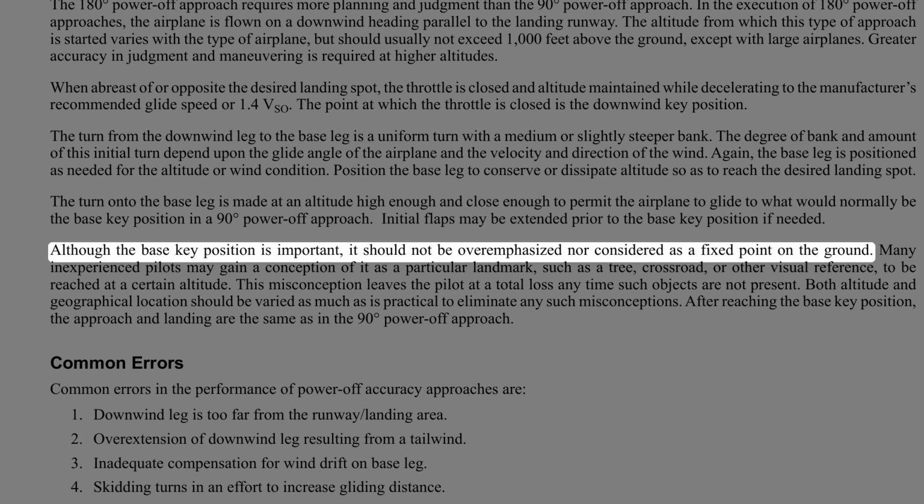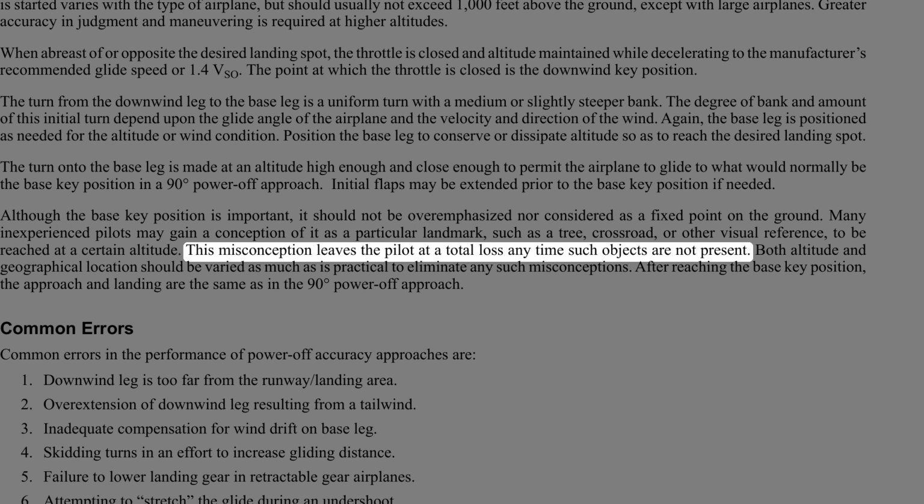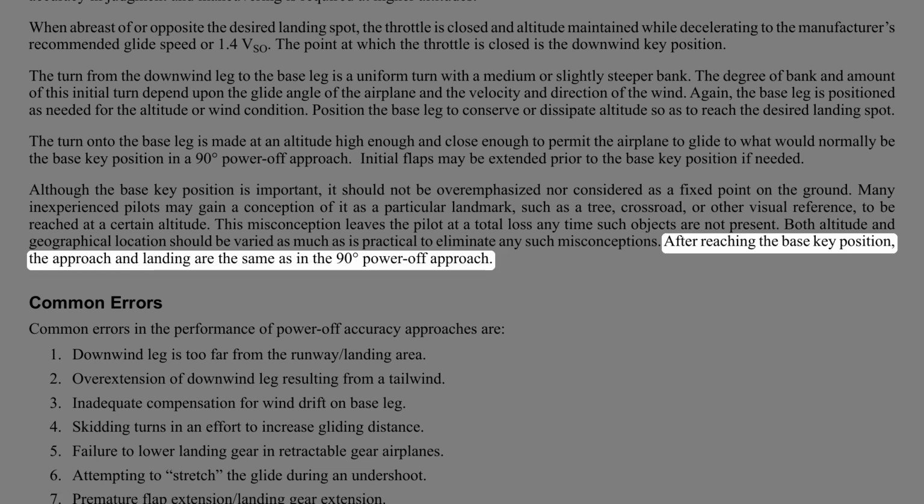Although the base key position is important, it should not be overemphasized nor considered as a fixed point on the ground. Many inexperienced pilots may gain a conception of it as a particular landmark, such as a tree, crossroad, or other visual reference, to be reached at a certain altitude. This misconception leaves the pilot at a total loss any time such objects are not present. Both altitude and geographical location should be varied as much as is practical to eliminate any such misconceptions. After reaching the base key position, the approach and landing are the same as in the 90 degrees power-off approach.